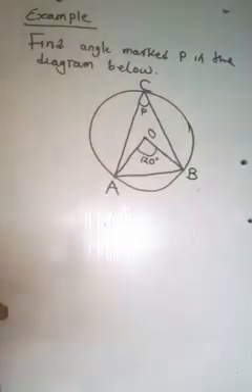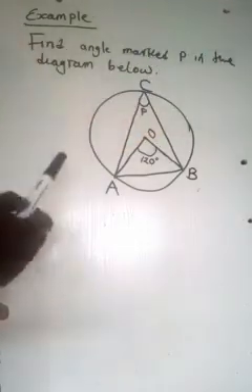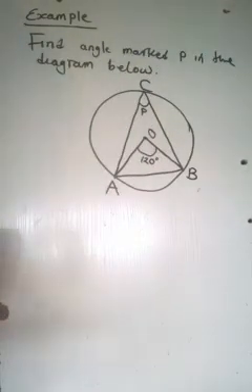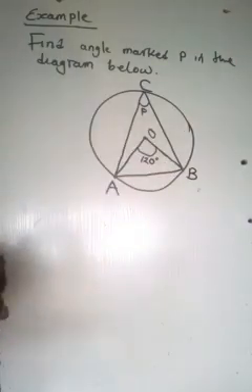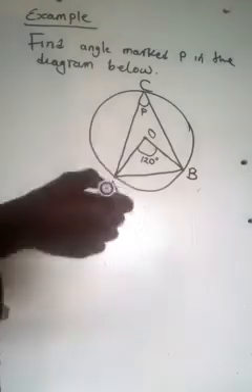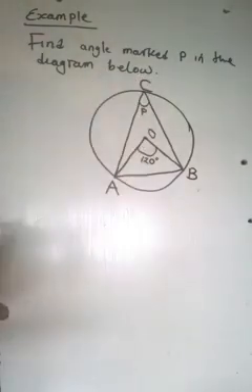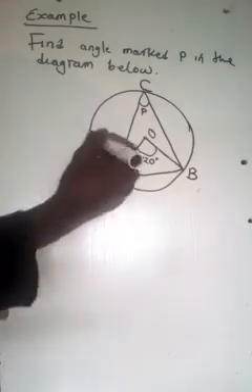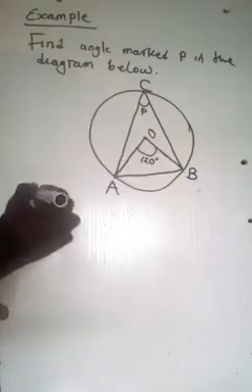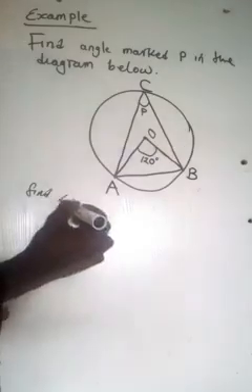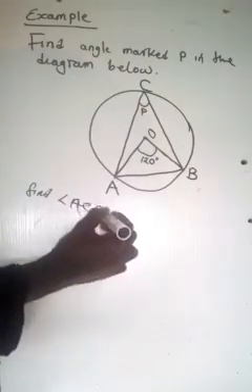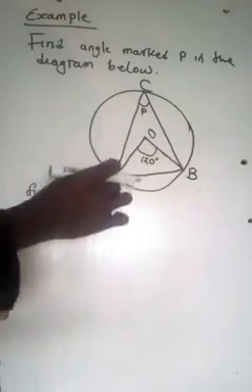Okay, so in our example we have: find the angle marked P in the diagram below. So we have this circle with 2 triangles, a triangle ending at the center and a triangle ending at the circumference. And the angle that you are told to find in the question is the one which is on C. So in this case, we are asked to find angle ACB.